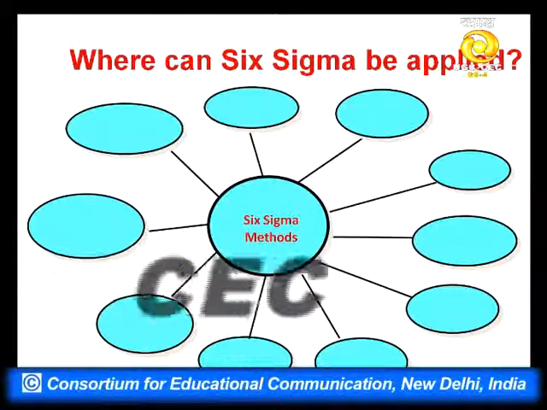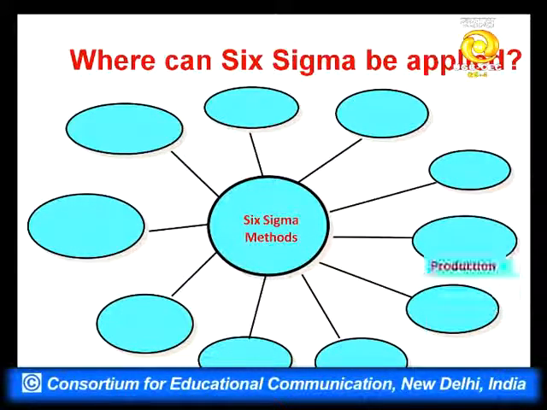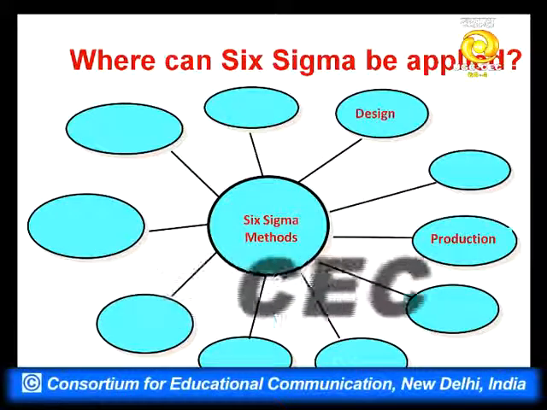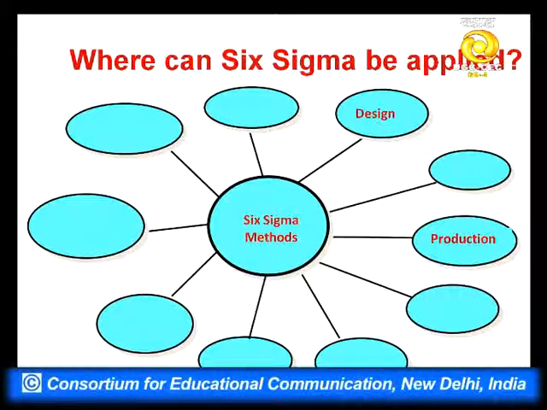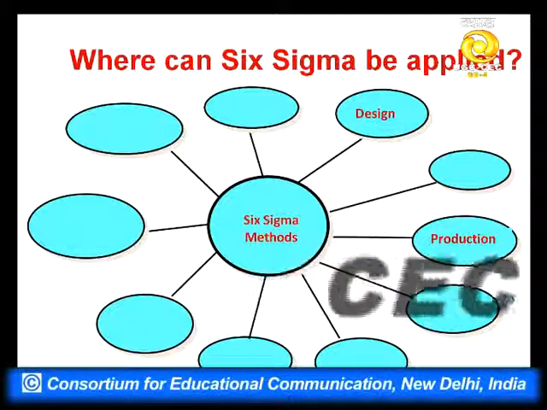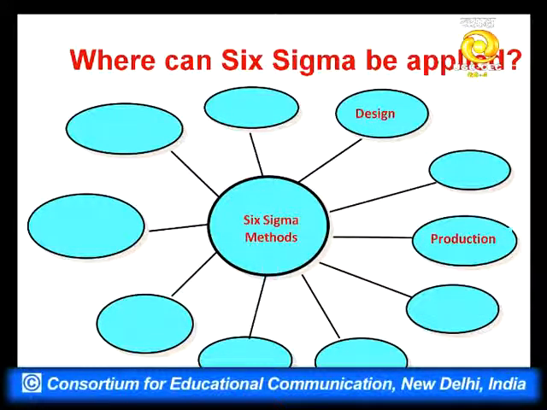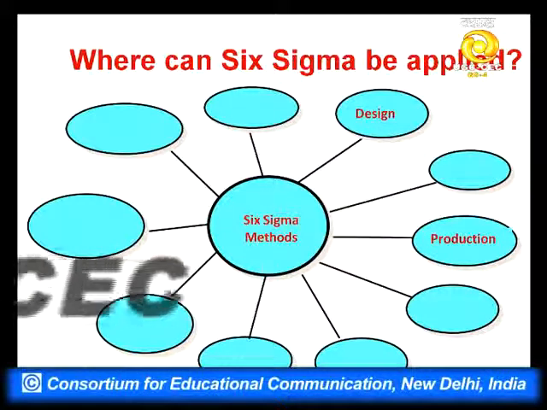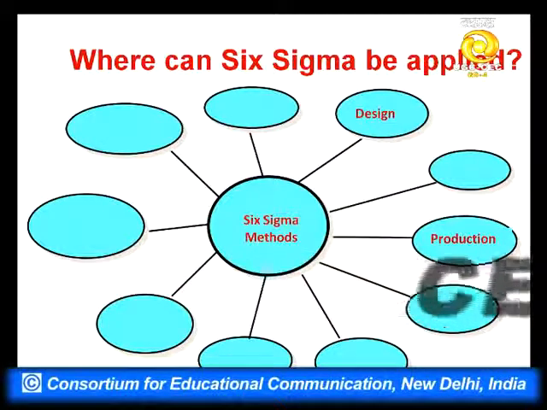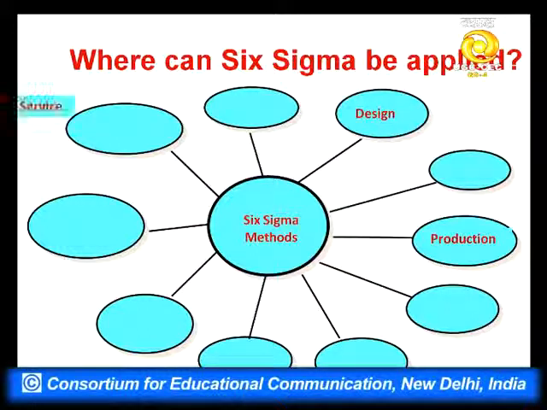Where can Six Sigma be applied? We will discuss now. It can be applied in production. Six Sigma methods can be used in production. These can be used in design also. Six Sigma philosophy can be used in design. We have already discussed house of quality, quality function deployment. This tool is used in designing the product, and the product goes to the customer in the shortest possible time if we use quality function deployment, if we use the concept of house of quality.